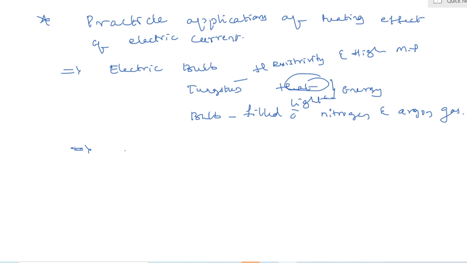Yes, next point is electric fuse. Second one is electric fuse. It is used as a safety device in household circuits. It protects the circuit by stopping the flow of any unduly high electric current. It is connected in series with the main supply. It consists of an alloy of lead and tin. It consists of what? An alloy of lead and tin.